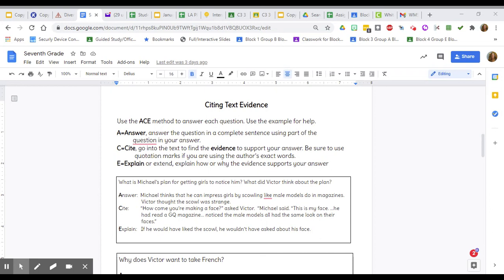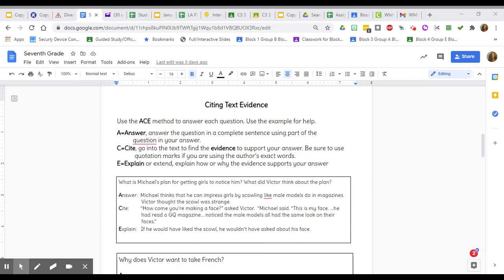If I go into the text to support myself, I know it said in the text at one point, Victor asked Michael, "Why are you making a face?" Michael responded in a much longer answer than this. Notice how I have the ... in between parts of my text that aren't as specifically important, but they're still part of the same piece of evidence, but I didn't want to paste it all.